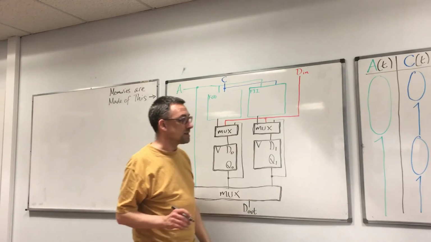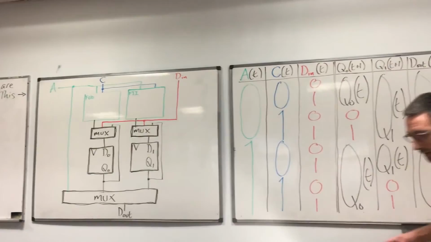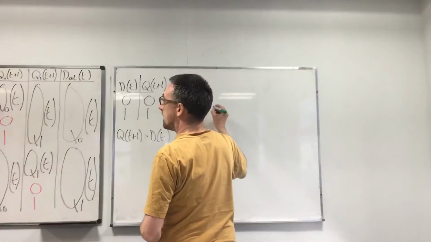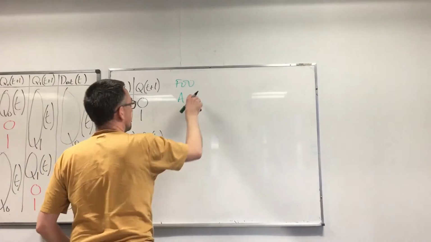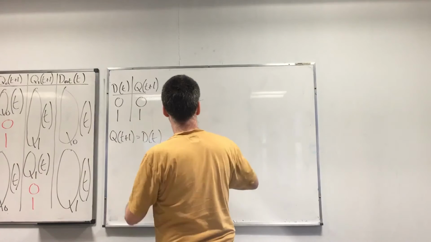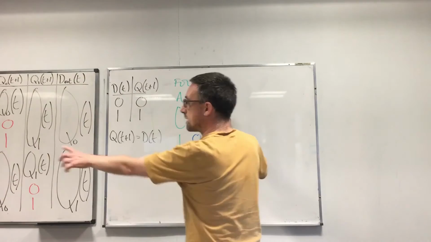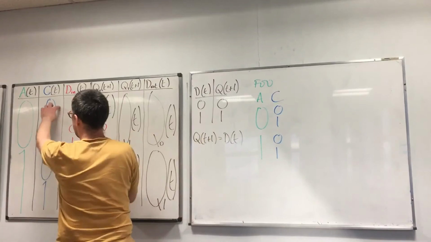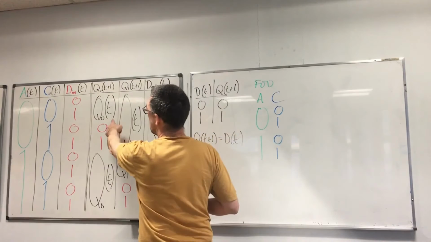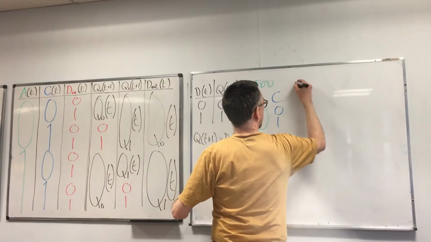So now let's figure out the truth table for Foo. This is Foo. Inputs A and C. And we have 0 or 1, 0, 1, 0, 1. And let's figure out what Foo needs to do. The characteristic table will help us. We're looking at each of these pairs of lines. We need Q0 of t plus 1. Foo is basically controlling D0 of t, and thus Q0 of t plus 1.